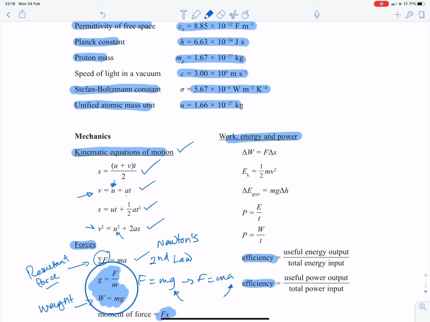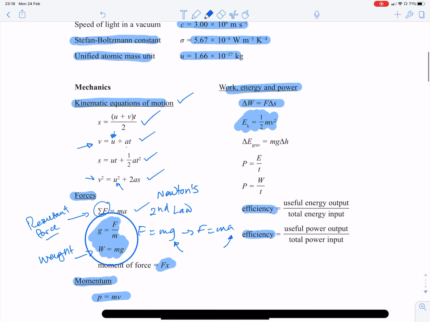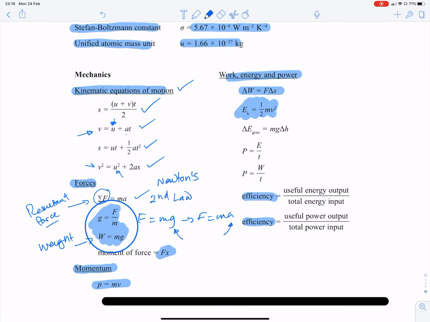Change in work done, or energy change, is force times the displacement, or change in distance. This equation is for kinetic energy, which is half mv squared, where m is the mass and v is the velocity. And the change in gravitational energy is mg delta h, where m is the mass and g is the acceleration of free fall, and delta h is the height through which it is raised.